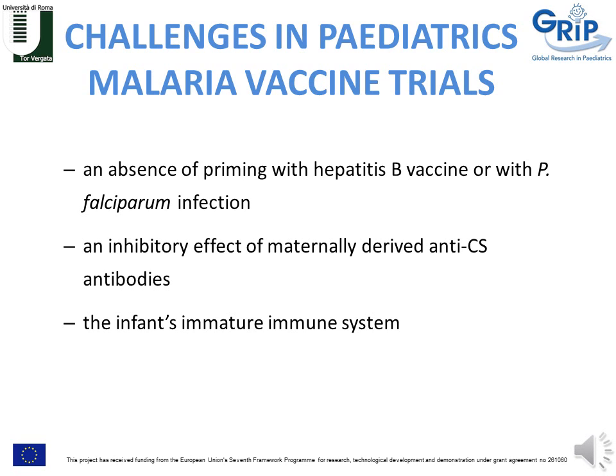And also an absence of priming with hepatitis B vaccine or with a P. falciparum infection, or there was an inhibitory effect from the maternally derived anti-circumsporozoite antibodies, or this was because of the infant's immature immune system, the imbalance between B and T cell development, or the whole issue of maturation of the immune system.